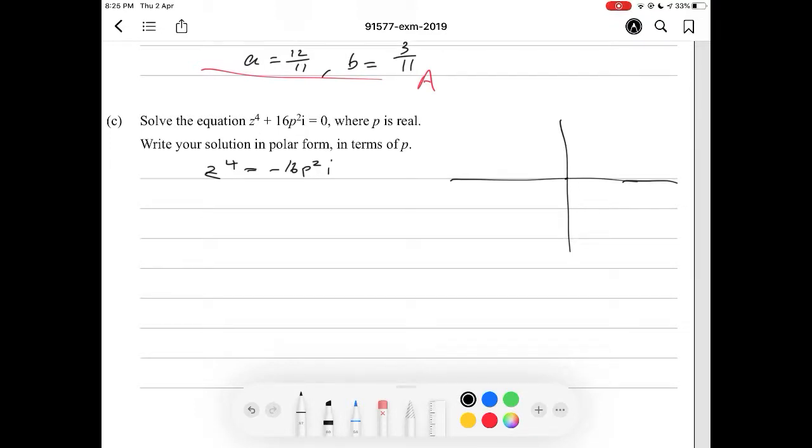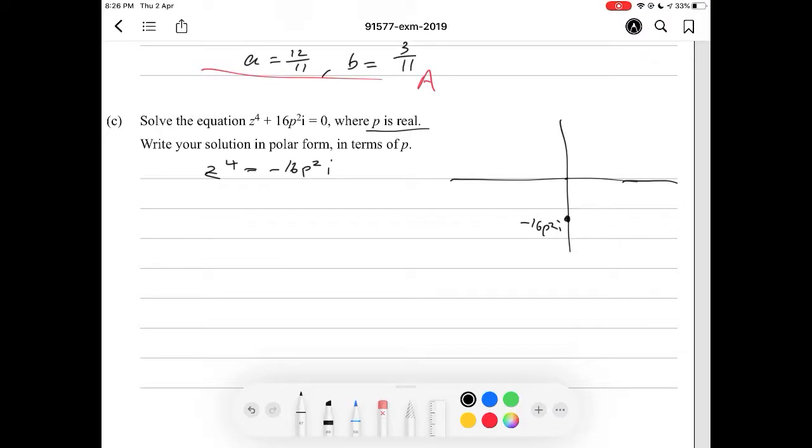So this is our Argand diagram, and we have negative 16p squared i. So we know p squared, no matter if p is a real number, no matter what p is, it's going to be positive. So therefore, if p squared is positive times negative 16, it's going to be negative something i. So you know it's going to be at the bottom here somewhere. Let's just say this is our negative 16p squared i.